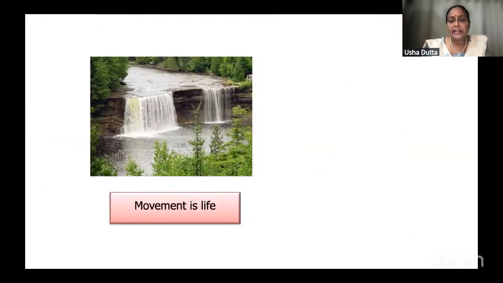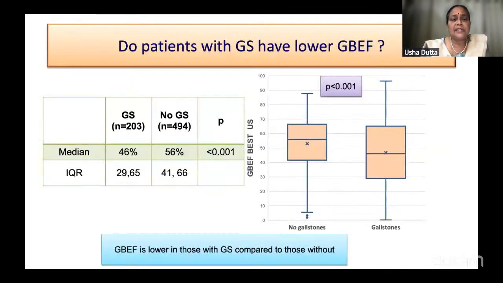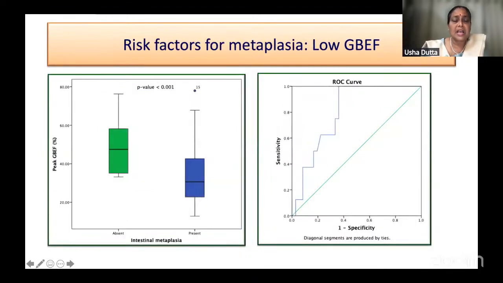And here we find that movement is life, stagnation is death. Similarly, in the gallbladder, we found that gallstone patients have lower gallbladder ejection fraction than patients without gallstones. This is a large study in about 700 patients at our center, and we found that the ejection fraction was lower in patients with gallstones. And we also found that those who had gallstones more often had intestinal metaplasia. So in intestinal metaplasia, the GBEF was lower than in those without intestinal metaplasia.